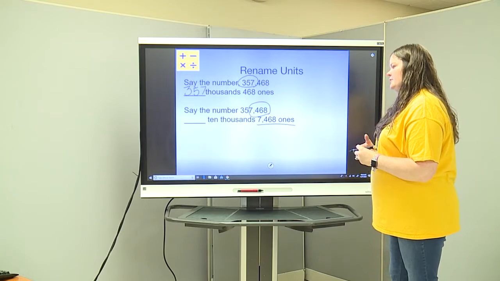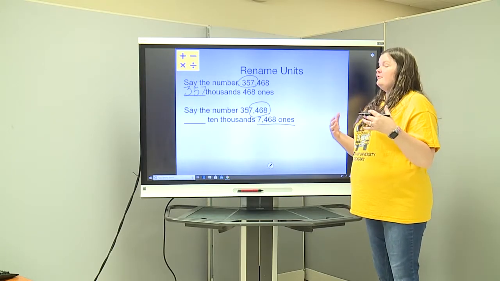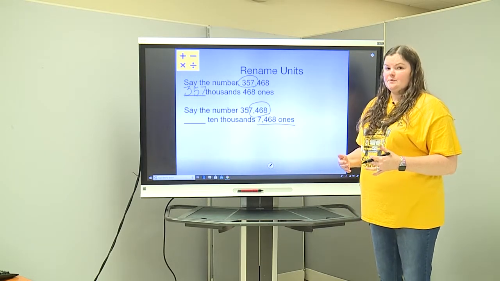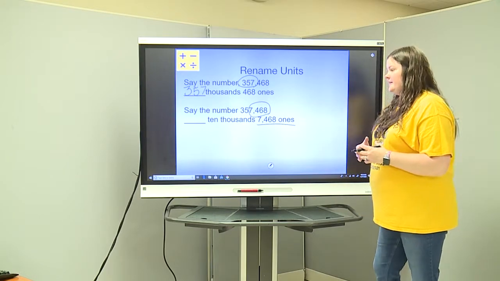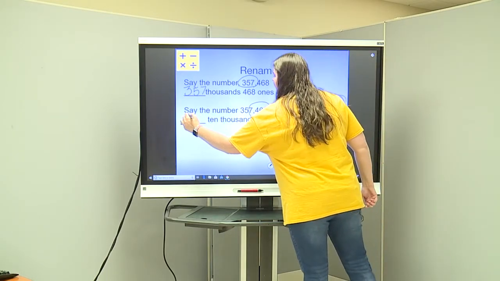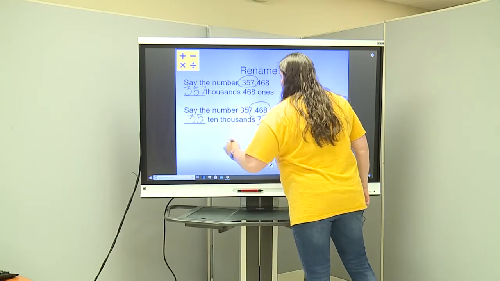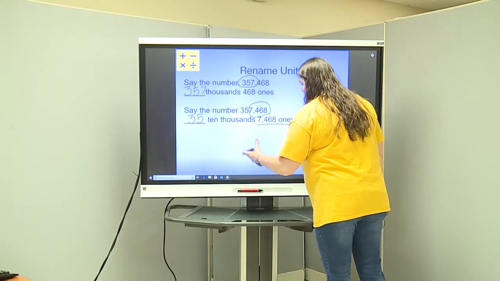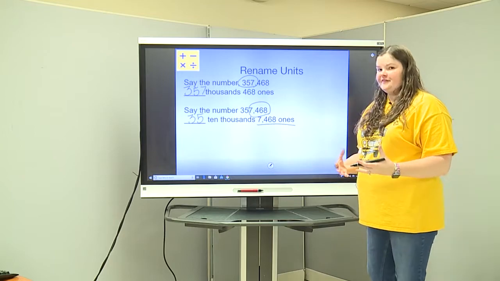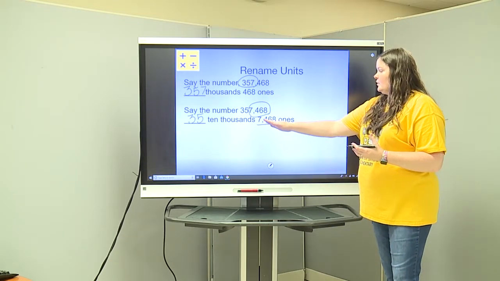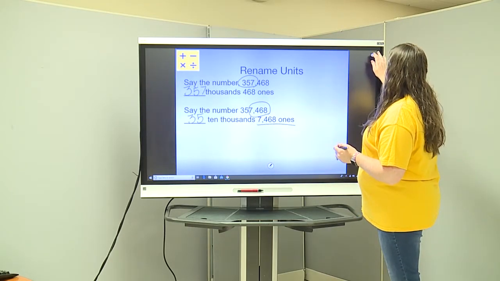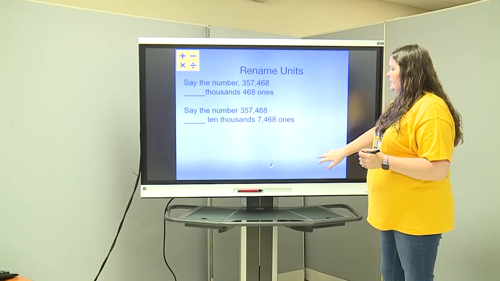So what's left over are the 35. So the 3 in the 100,000s place and the 5 in the 10,000s place. So that left over would be 35 10,000s. Now if we broke that down, that's going to be 350,000. And then what's left over is 7,468. All right.